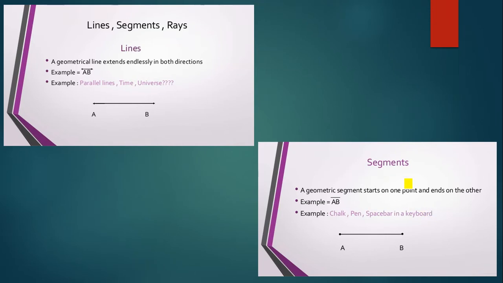Now line segment. A geometric segment starts on one point and ends on the other. So here you can see the example, that is AB. AB is a line segment which starts with point A and ends on point B. Different examples we have like chalk, pen, spacebar in a keyboard.